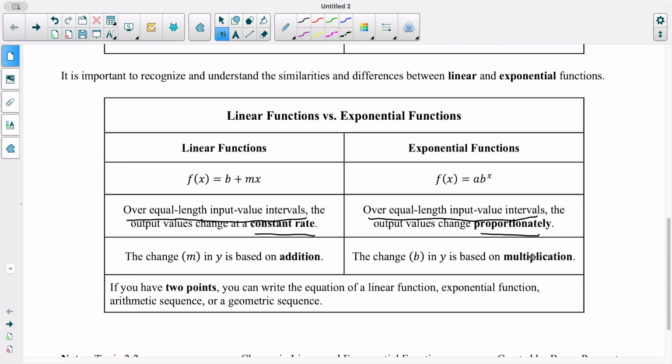Okay, so if you have 2 points, you can write these. So we've already practiced that in 2.1 as far as writing arithmetic and writing geometric. So now we have a little bit more that we can actually do.